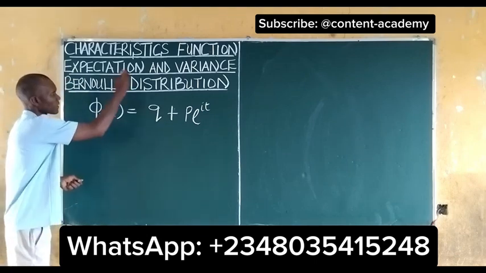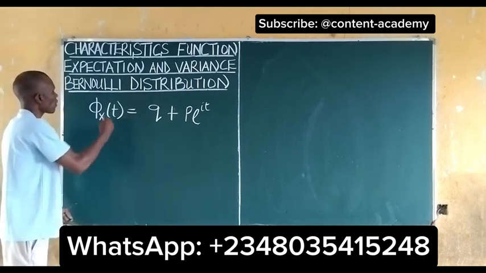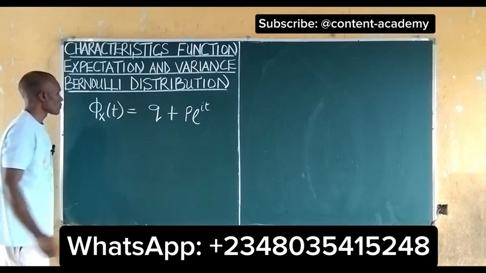We obtain the expectation first before we obtain the variance for the Bernoulli distribution.